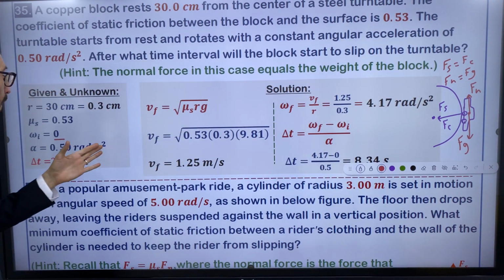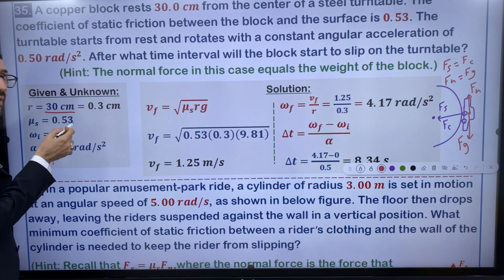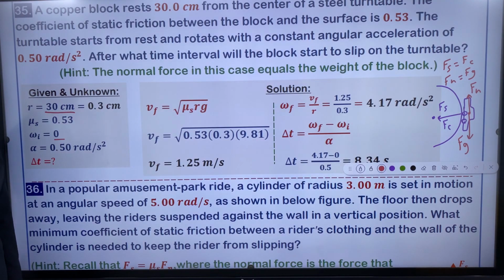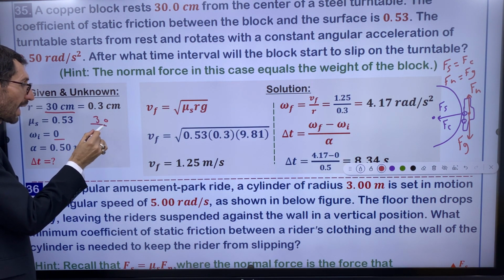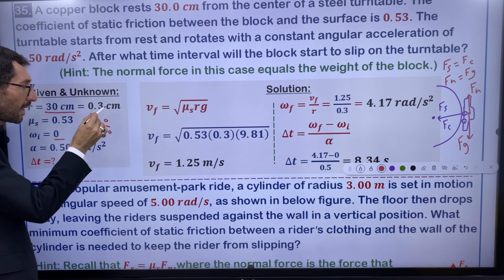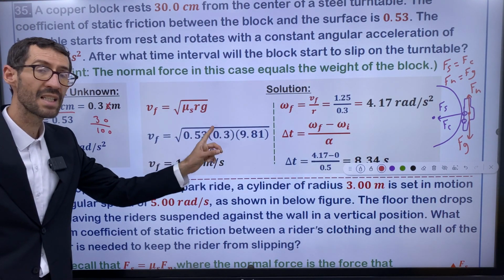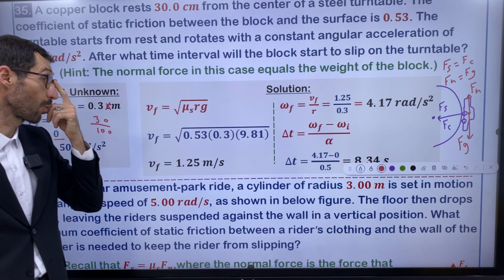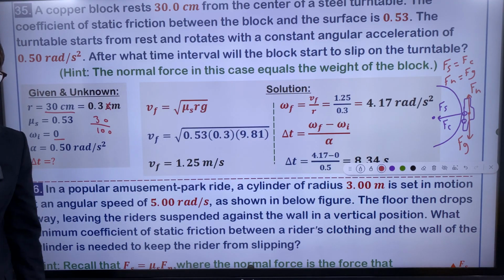R, we have R 0.3. Actually, we have 30 centimeter. How do you convert centimeter into meter? By dividing by 100, because 100 centimeter is equivalent to 1 meter. That's why whenever you divide 30 by 100, you get 0.3. This is meter, not centimeter, 0.3 meter. R is equal to 0.3 and g is equal to 9.81. So Vf is equal to 1.25 meter per second, firstly.